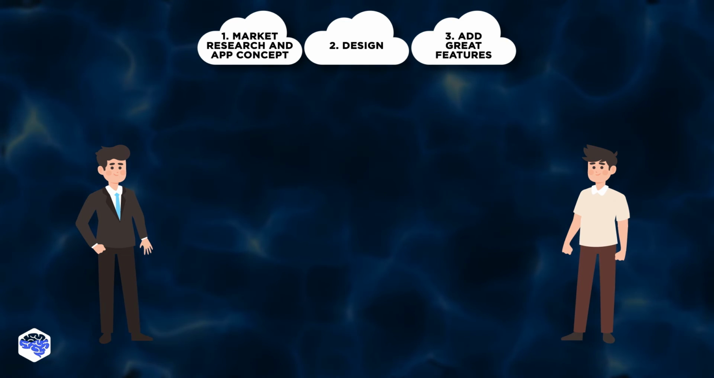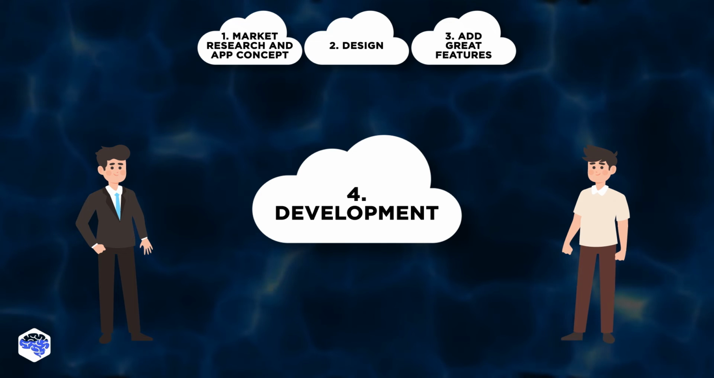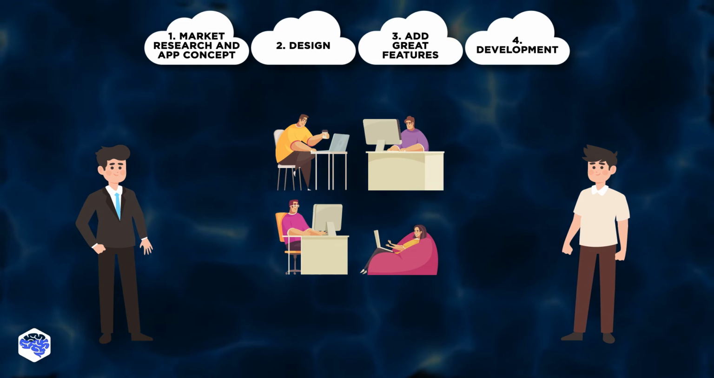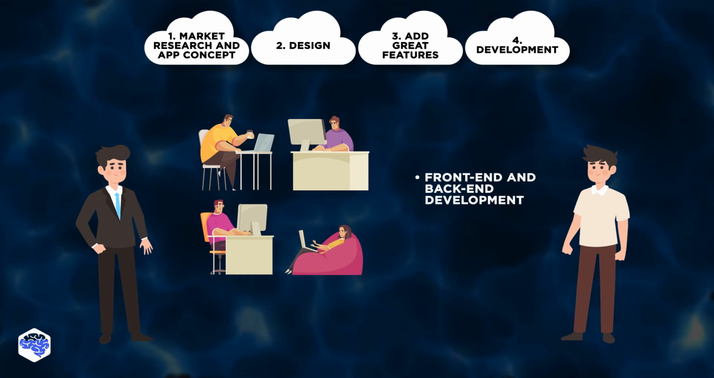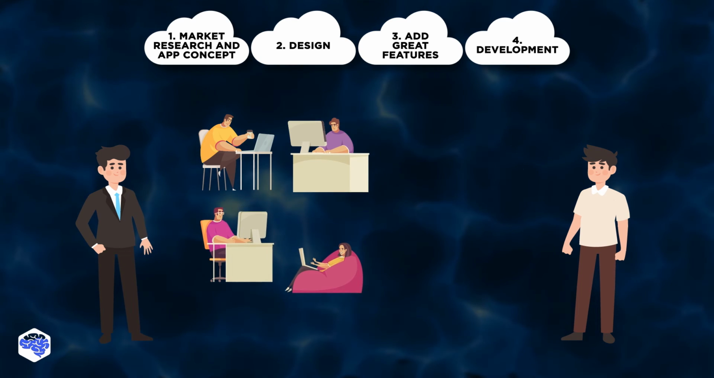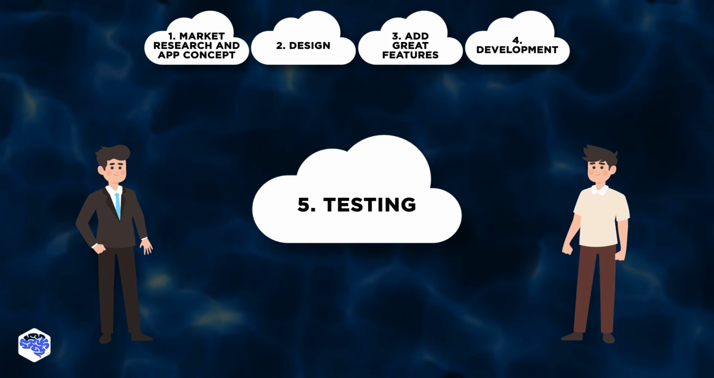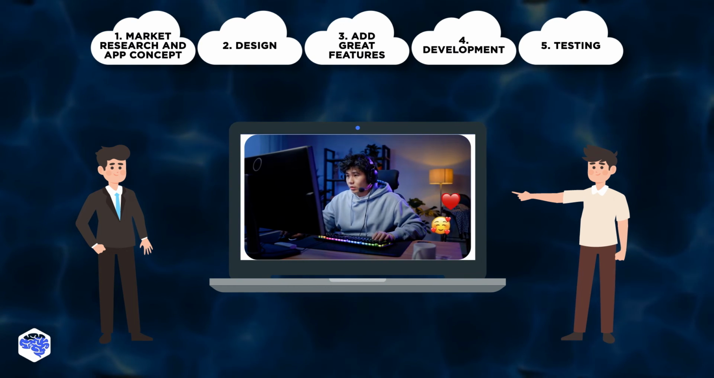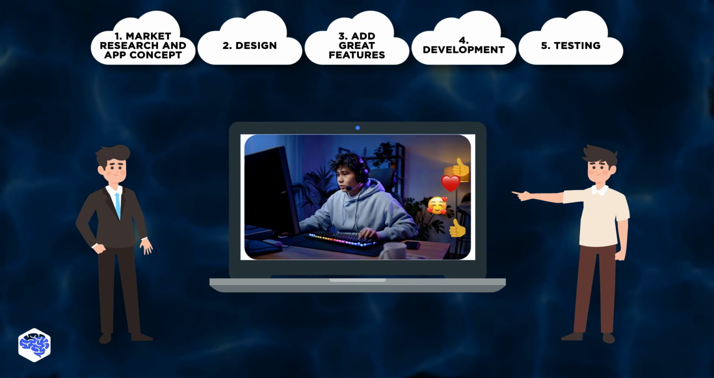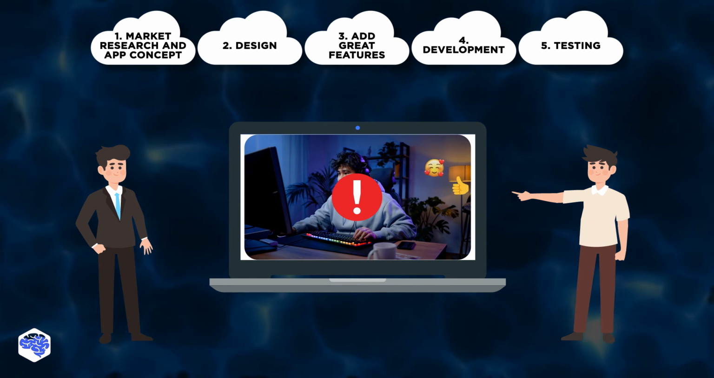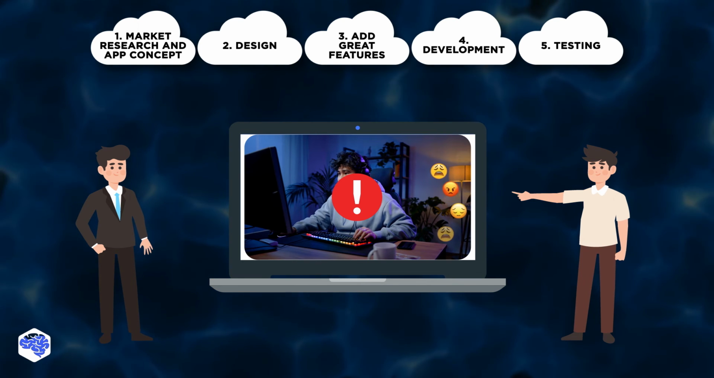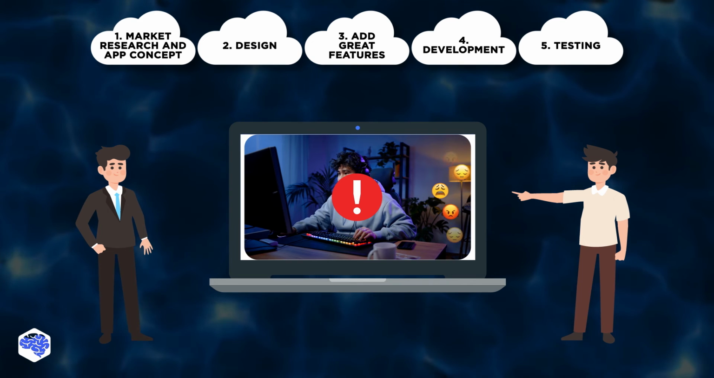All done? Now we can move on to the development stage, the part where all your plans take form. This is the most labor-intensive and time-consuming part of the process. The development stage usually involves front-end and back-end development, API integration, and setting up servers for streaming. Now, once the development is complete, it's time for testing. This stage is crucial to ensure all your features work seamlessly and the user experience is top-notch. It involves checking the app's performance, security features, and how it responds under various network conditions. We at Jelvix never compromise on testing because delivering a well-functioning app is our top priority.